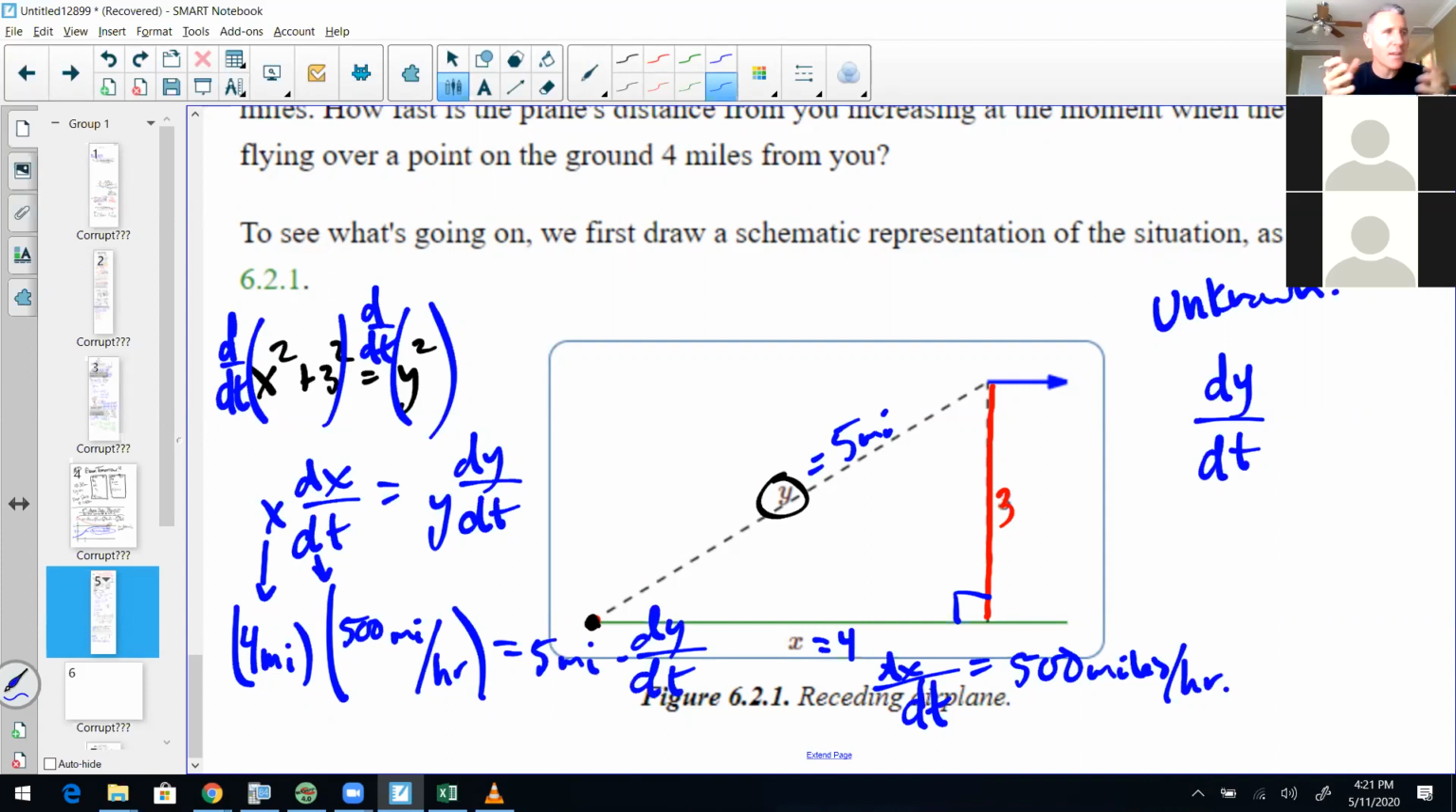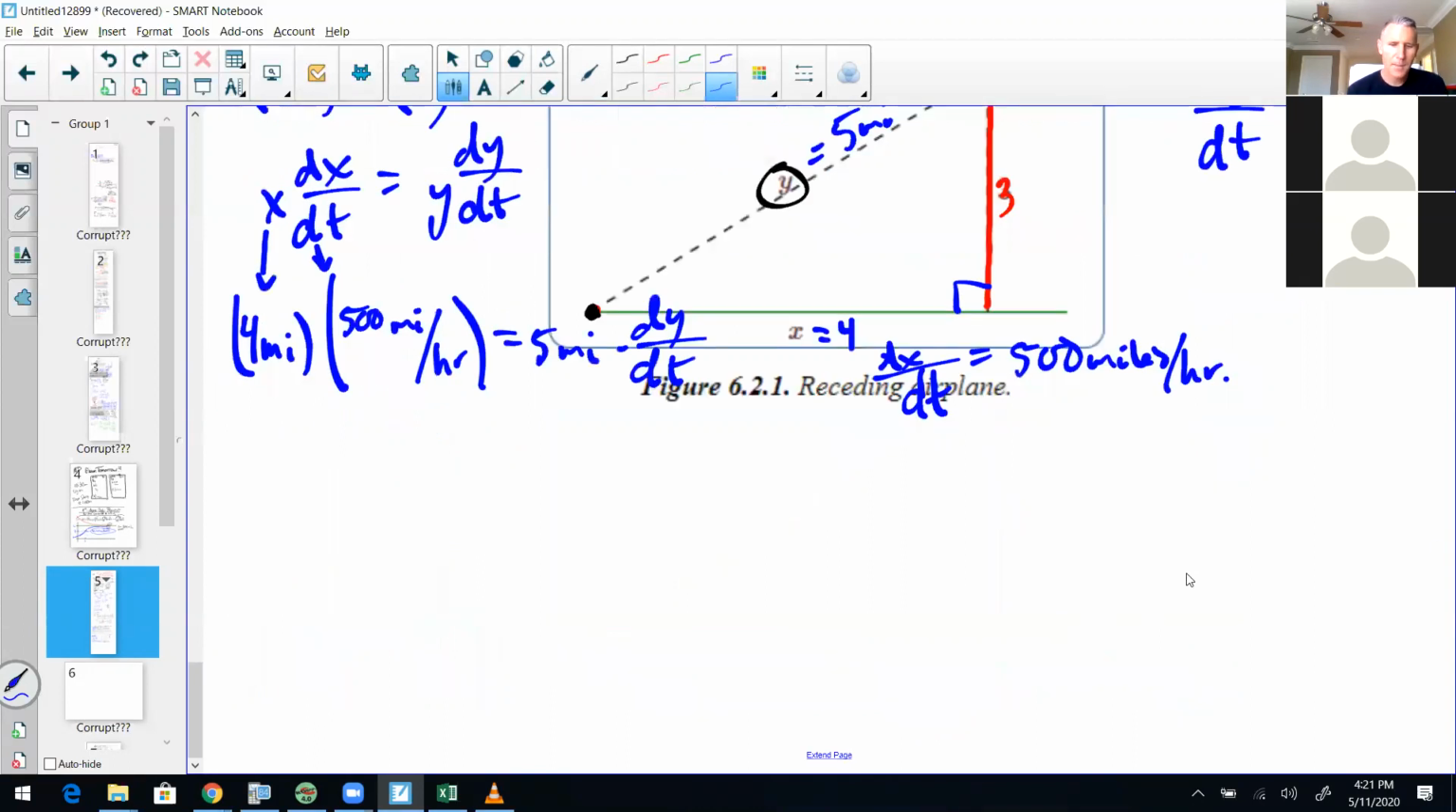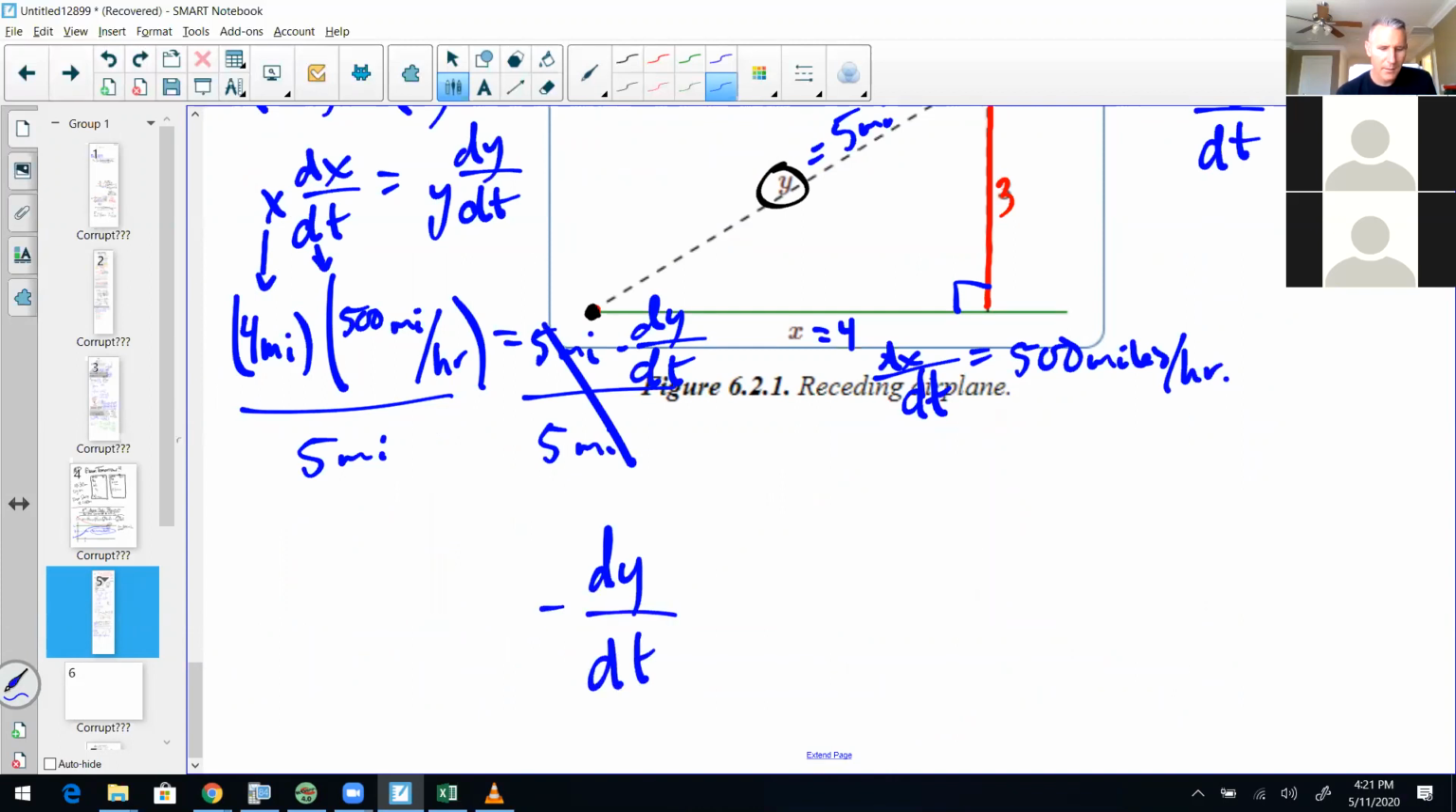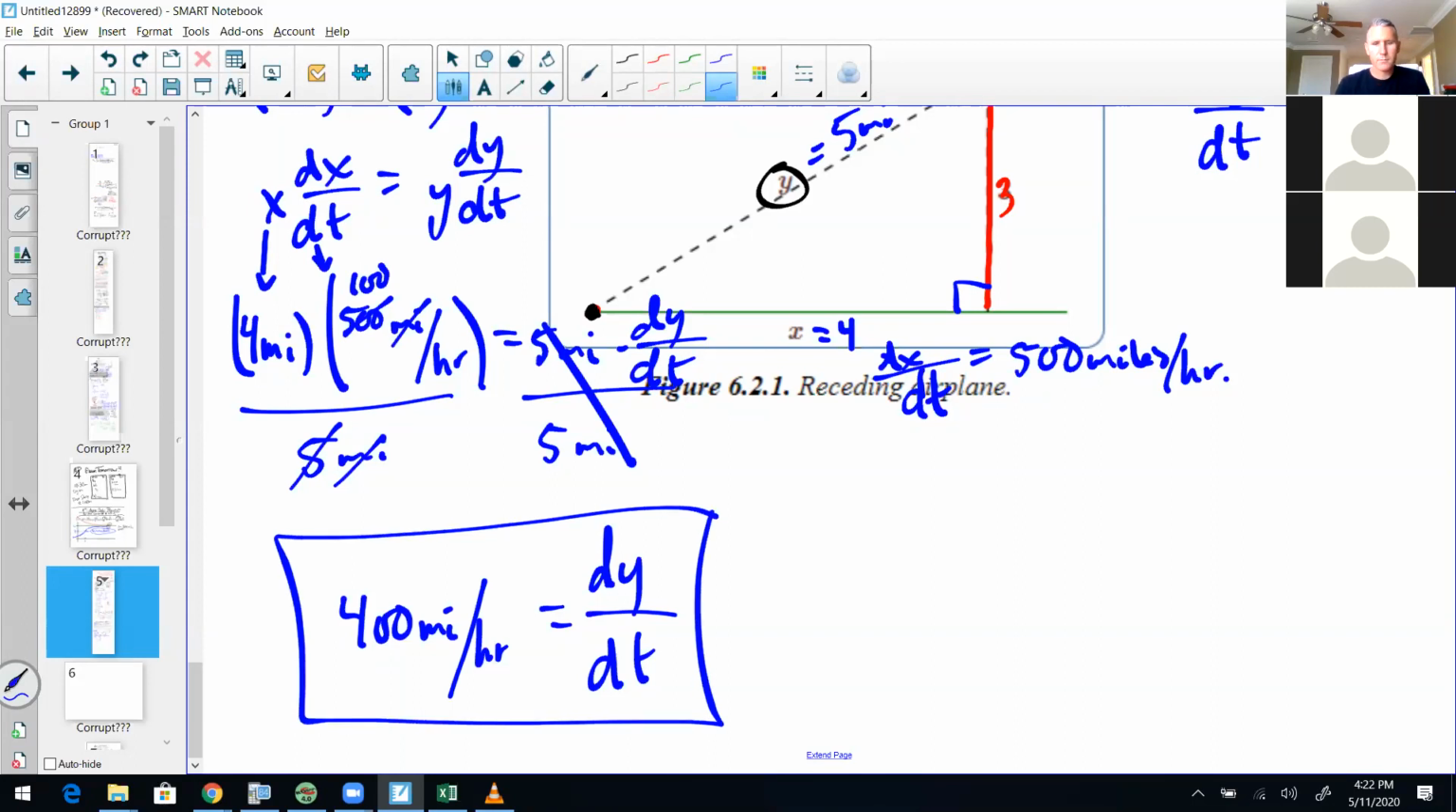Well, now everything is there except for the unknown rate that I'm looking for, which is dy/dt. So I divide both sides by 5 miles, and that allows me to solve for dy/dt. dy/dt is equal to 500 divided by 5, which is 100. Miles, those cancel out. I'm left with 400 miles per hour. Okay, so that's an example of one of the related rates problems.